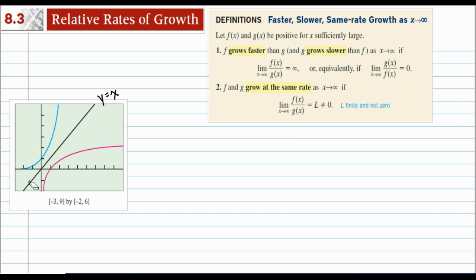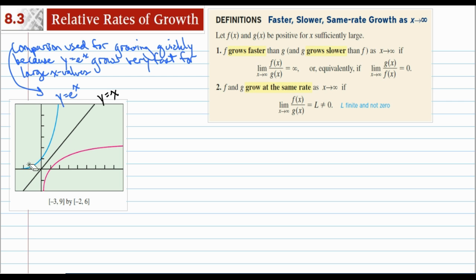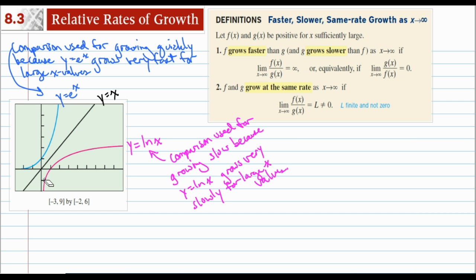So here's a picture. You got y equals x that's growing at a constant rate. The book shows that y equals e to the x is used as a comparison to show that a function is growing quickly because e to the x grows extremely fast for large x values. You can see it's already almost vertical just at 2. But then over here we have the function y equals the natural log of x, which grows very, very slowly. So that's used as a comparison for showing slow rate of growth.